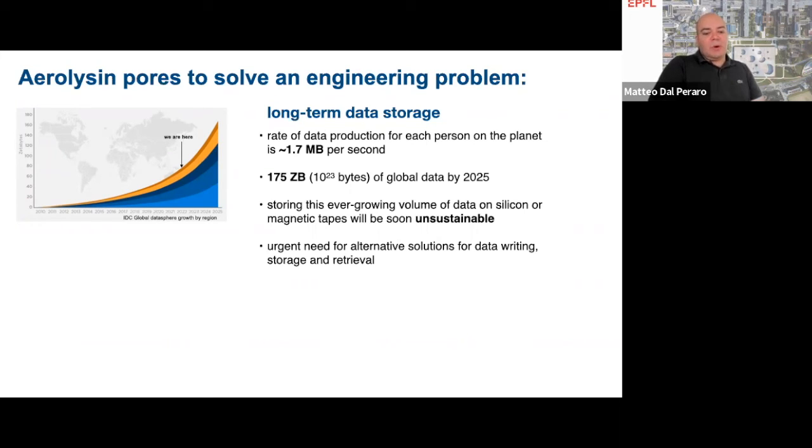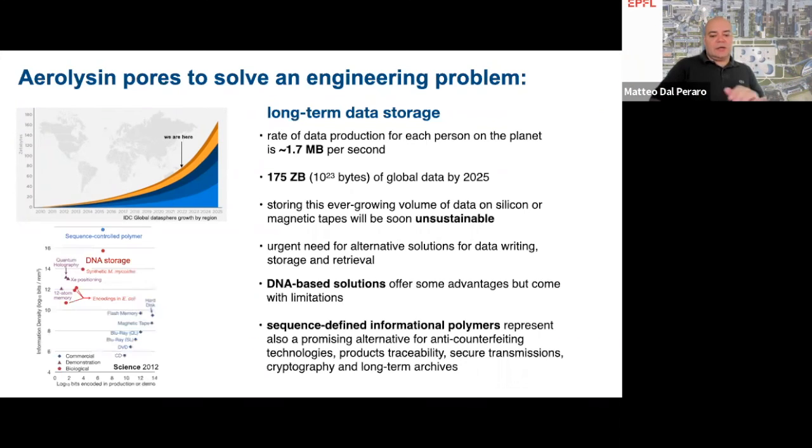And that's why people have been looking for many years at alternative supports, like biological systems, DNA, for instance, because in DNA you can store a higher density of information than in silicon or magnetic tape, and you can store it for longer. DNA can last for hundreds of years. But there are some limitations because the chemical space of DNA is not huge. That's why people came up with other ideas, using sequence-defined polymers as an alternative, because the chemical space that you can explore is much larger. And you can apply these for many different applications.